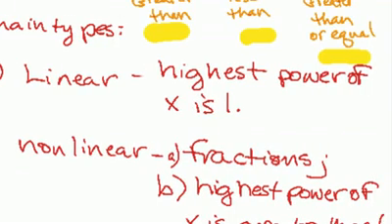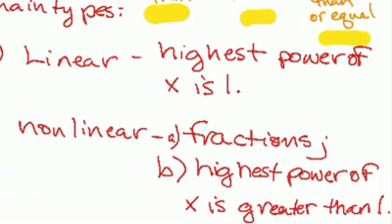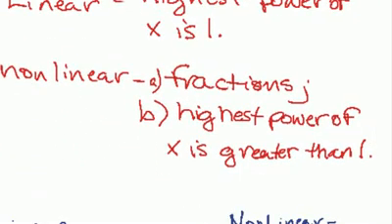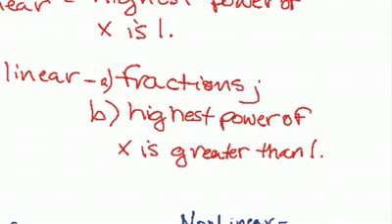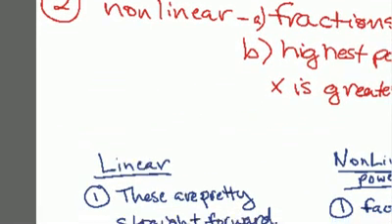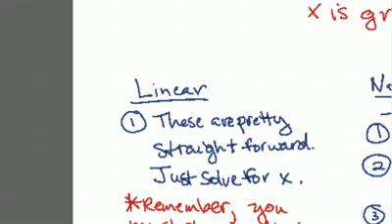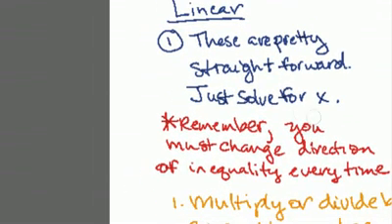The highest power of x is 1 in your inequality, and it's like 3x plus 1 is less than 4. Those are pretty straightforward. We just solve for x. Okay. Nonlinear gets a little bit more complicated. You have to use a process called sign analysis. So let's look at linear first. Linear, like I said before, you just solve for x, and you're good to go.